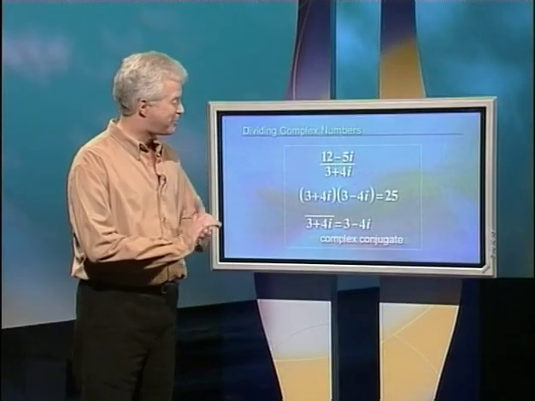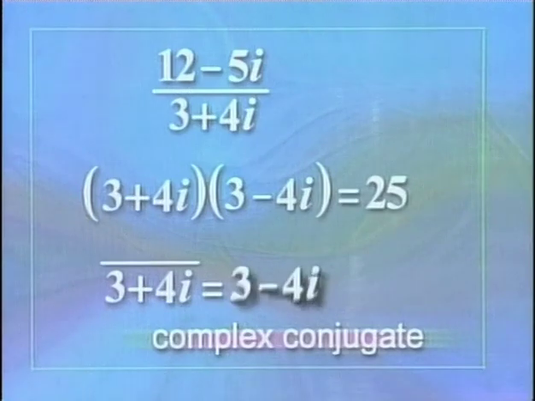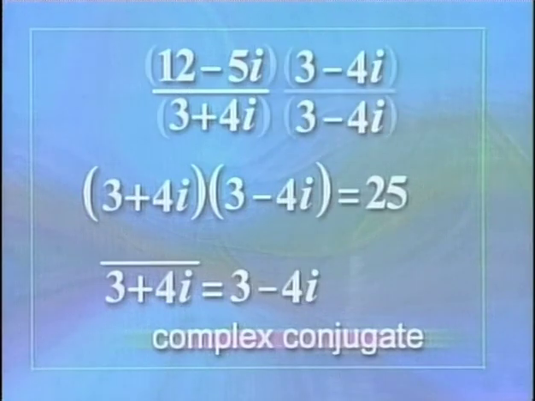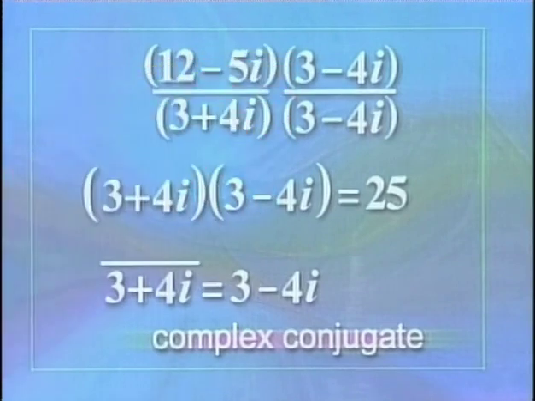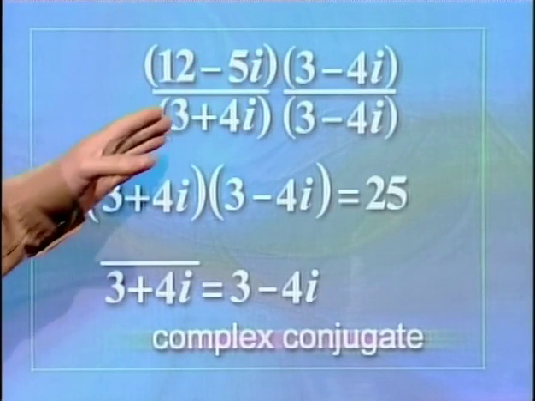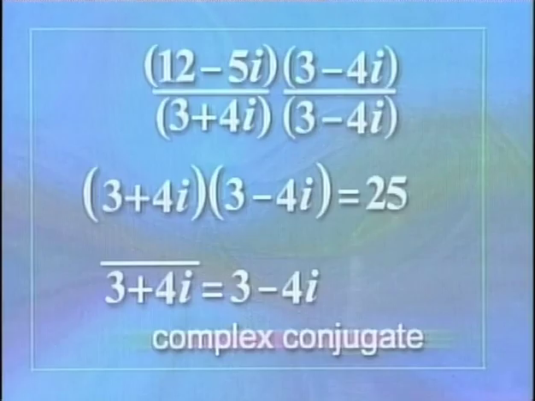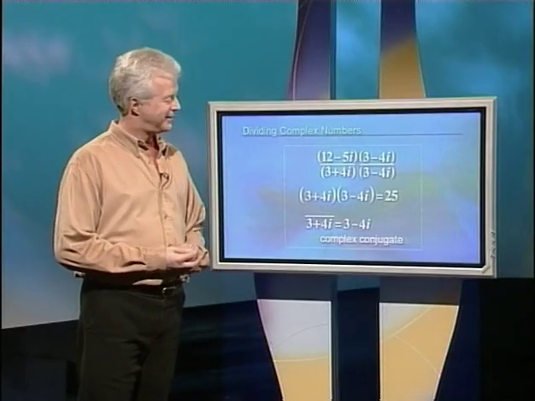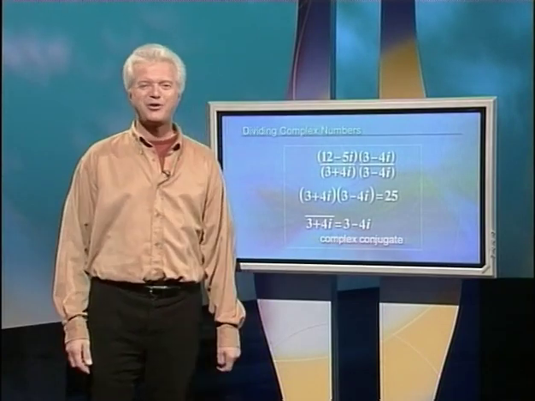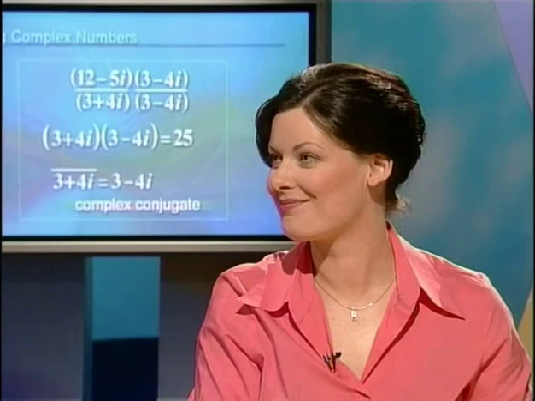Now, getting back to Sarah's problem, all Sarah needs to do here is multiply top and bottom by 3 minus 4i. That's the complex conjugate of 3 plus 4i, because multiplying top and bottom doesn't change the value of a fraction. So let's go back to Sarah to see how that trick actually works in practice.